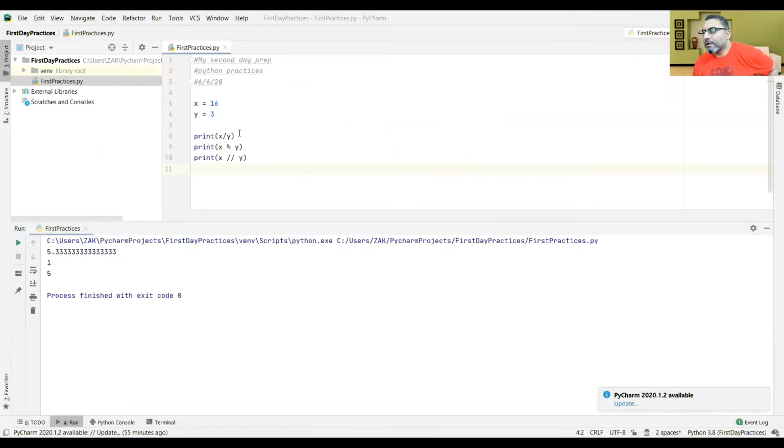See, x divided by y, x mod y. Okay, so this is modulo division. And this is called floor division. Floor division, or we call it what? We call it div. Okay. Here are the results.